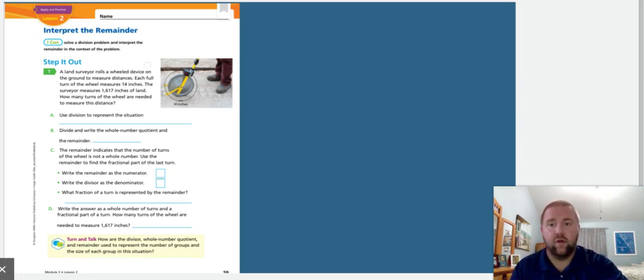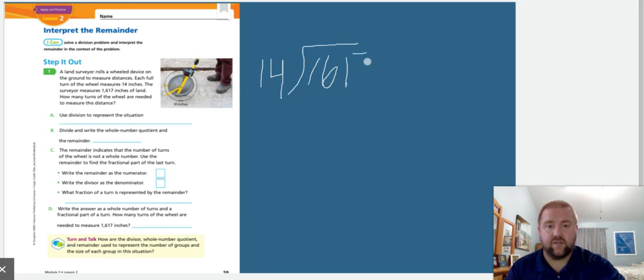So in this example, it says a land surveyor rolls a wheeled device on the ground to measure distances. Each full turn of the wheel measures 14 inches. The surveyor measures 1,617 inches of land. How many turns of the wheel are needed to measure this distance? So we're doing 14 going into 1,617. Okay, so we're going to solve this division problem.